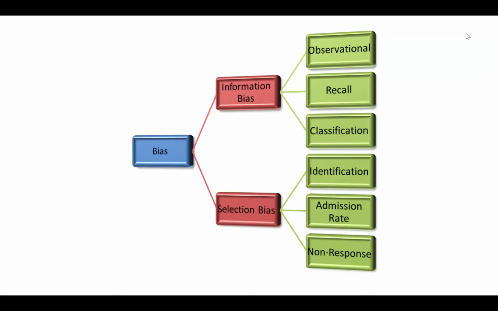Okay, so this is a diagram showing us types of bias. Bias has mainly two main types: information bias and selection bias. The rest of the types of bias are classified in these two categories. For information bias, we have observational bias, recall bias, or classification bias. And for selection bias, it can be identification bias, non-response rate, etc.